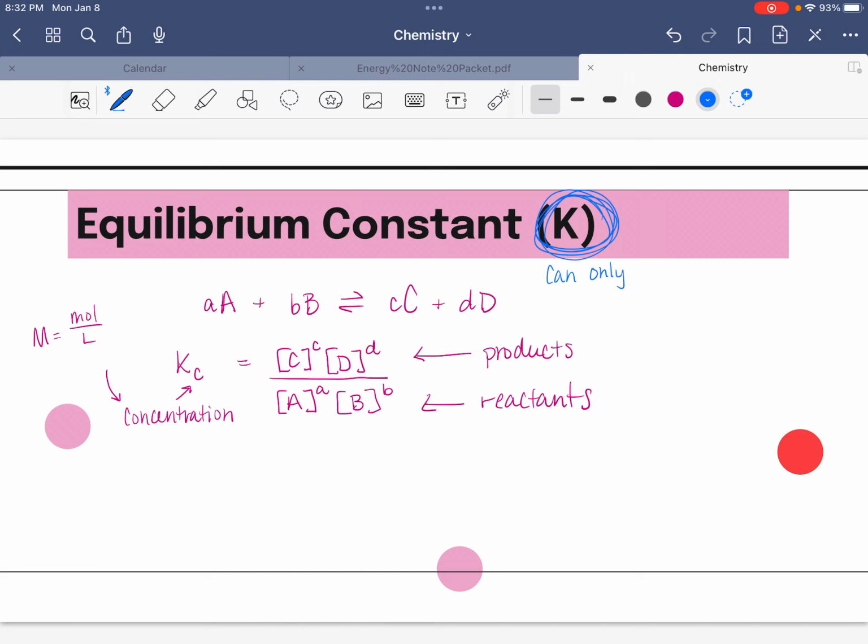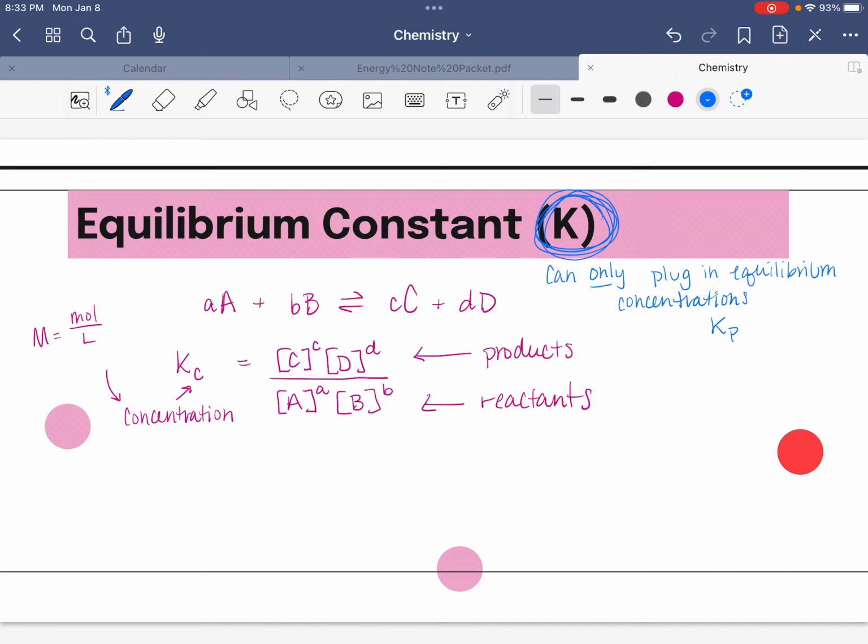we can only plug in equilibrium concentrations, or numbers. It's not always concentration. Sometimes we could also have Kp, which is partial pressures of the different species. But we can only plug in the numbers at equilibrium for the equilibrium constant K.